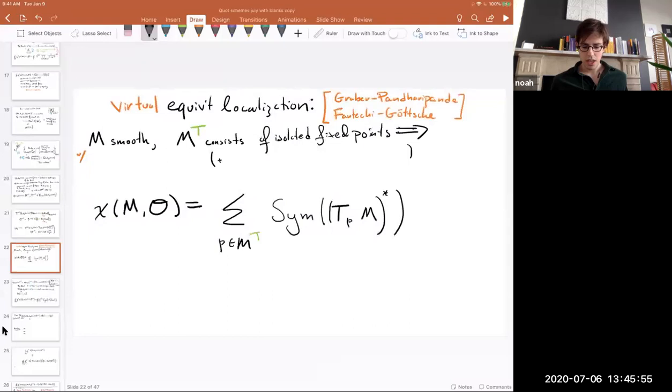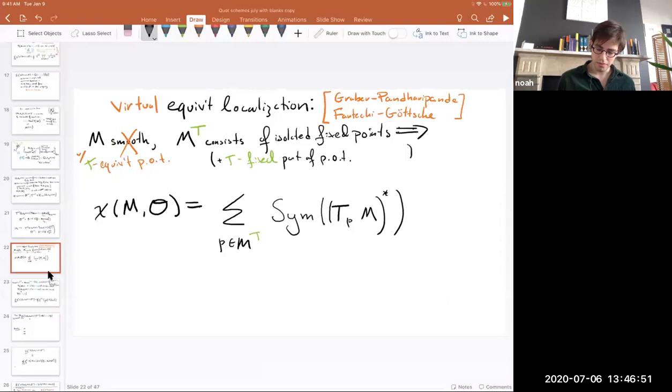And so, like in the smooth case, one has a notion of equivariant localization that's due to Graber-Pandharipande and Fantechi-Göttsche, and there are other treatments of this as well. And so instead of M being smooth, now we let M be some scheme with a T equivariant perfect obstruction theory. And maybe here, every time I write T, you should think of it as T times A. Don't worry about that. And I want to assume that M^T consists of isolated fixed points. And for the exact application, we also want to say that the T fixed part of the perfect obstruction theory vanishes at fixed points.